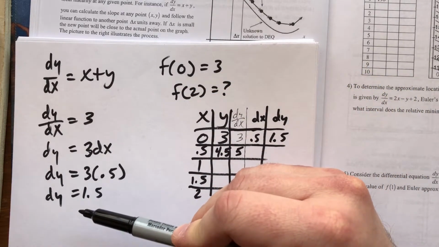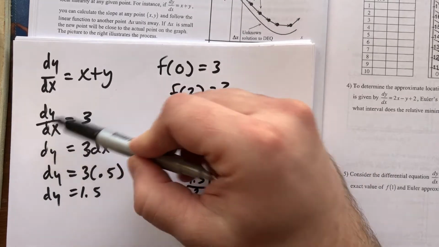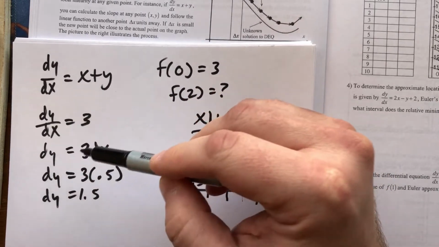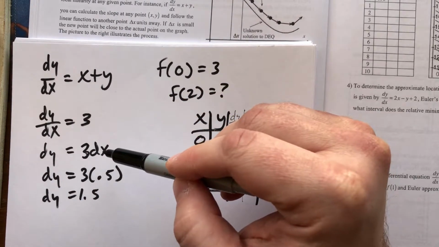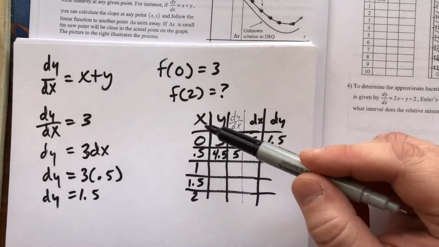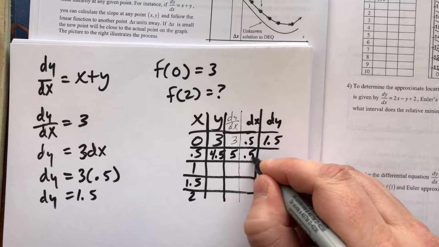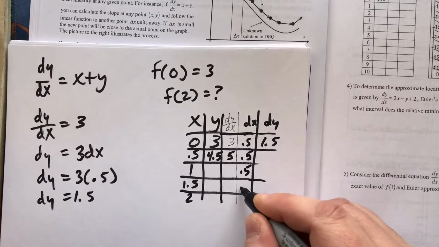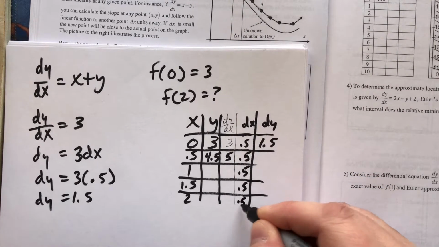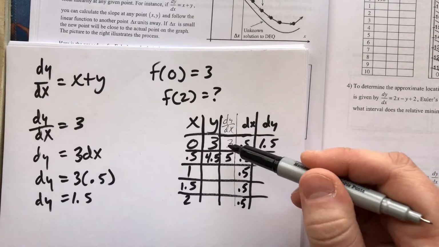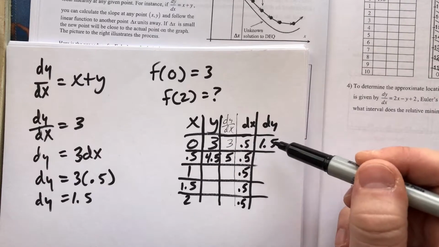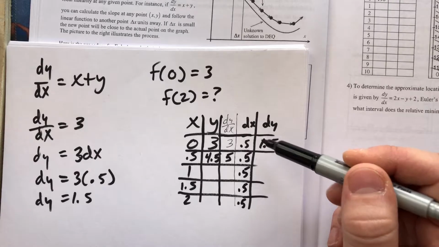This work is always the same. It's going to be dy/dx is equal to a number, and then we multiply that number by dx. In Euler's method, dx is always the same thing when we do a problem. So you find your slope, and you multiply it by dx to get your new dy.